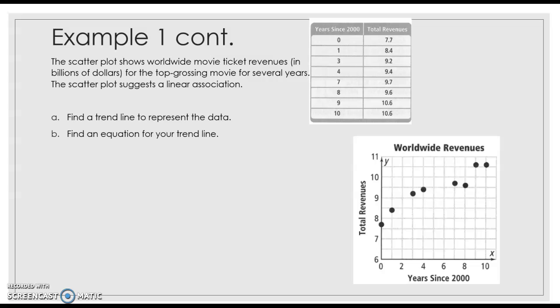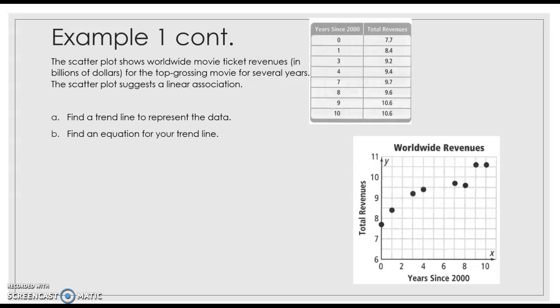So our scatter plot shows worldwide movie ticket revenues in billions of dollars for our top grossing movies for several years. This is the same table from that last page. I just took the one with the 0, 1, 2, 3, 4, 7, 8, 9, and 10. The scatter plot suggests a linear association. Not only linear, but it's suggesting a positive association, right? Because as the years increase, our revenues increase.